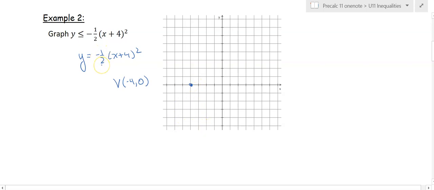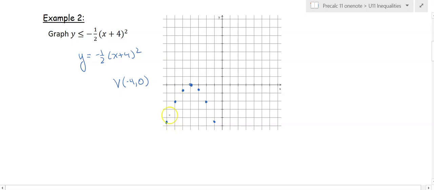When a is 1/2, instead of going over 1, down 1, I now go over 1, down 1/2 of 1. Instead of going over 2, down 4, I go over 2, down 1/2 of 4. Going over 3, I go down 1/2 of 9, which is 4 1/2, there we go. So I've plotted my parabola.